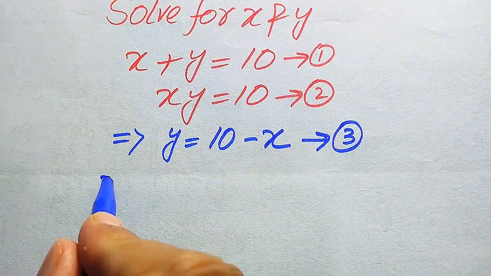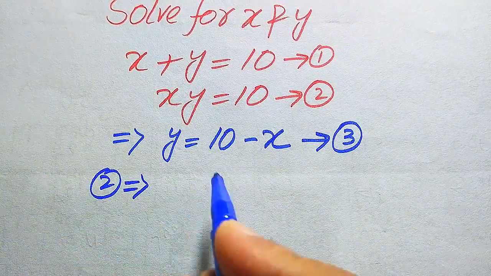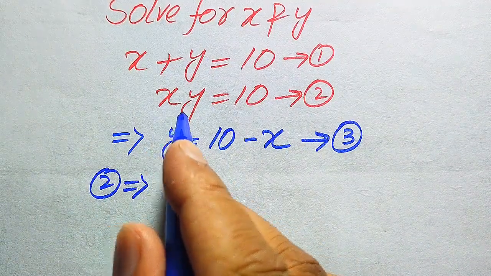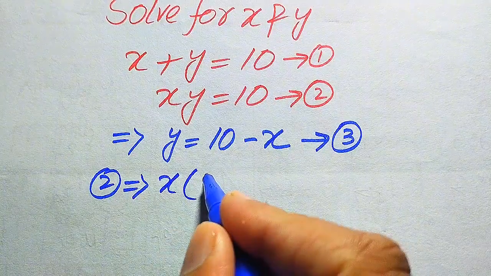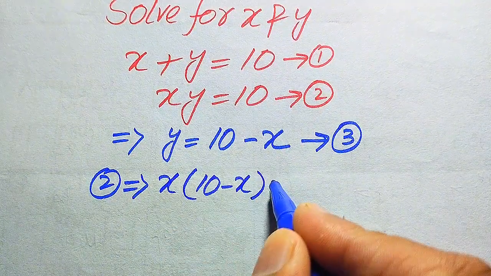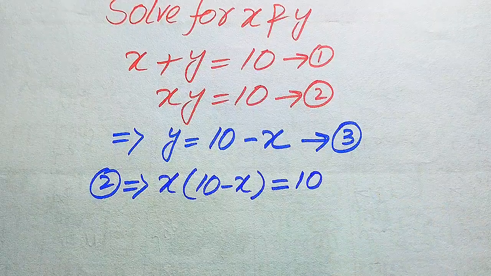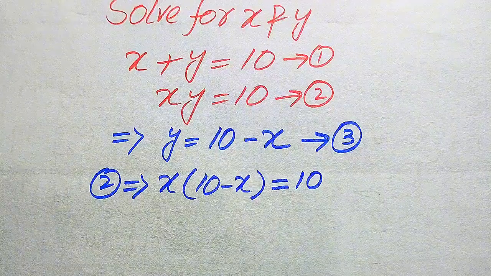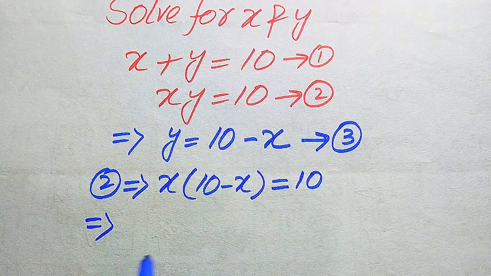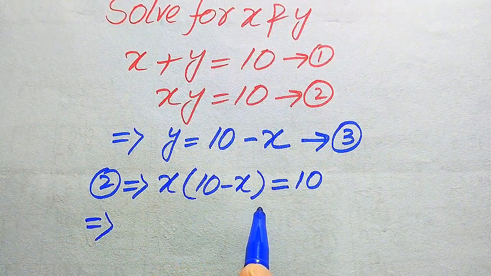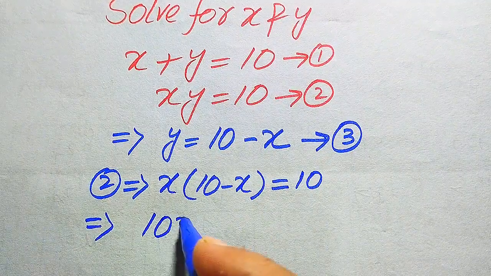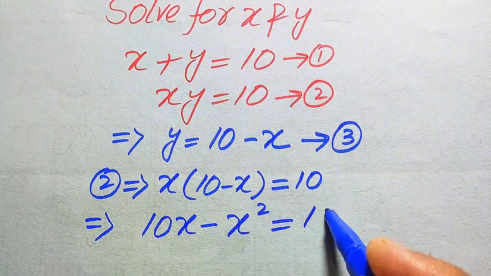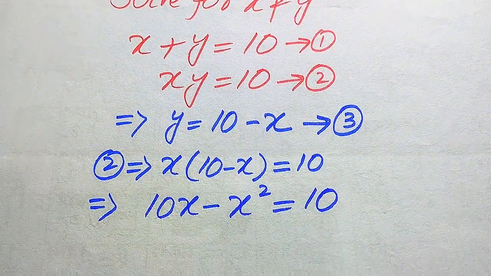Now equation number 2 implies that we put this value of y into equation number 2 and it will be written as x times y, the value of y is 10 minus x, equals 10. And further in the next step we need more simplifications: we multiply this x separately on both of these two values, and it will be written as 10x minus x times x becomes x square, and this whole equation equals 0.